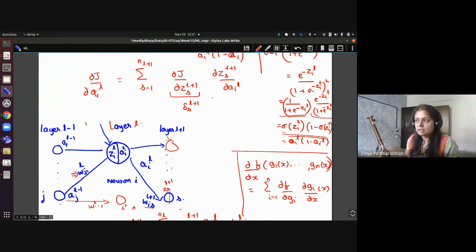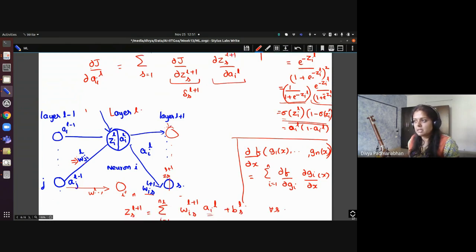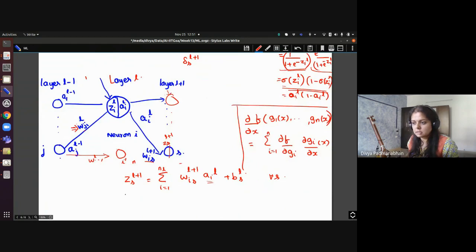And this part, ∂Z_S^{L+1} by ∂A_i^L, can you tell me what that is? So ∂Z_S^{L+1} by ∂A_i^L. Can you tell me from this one?